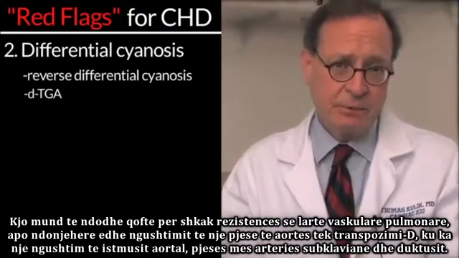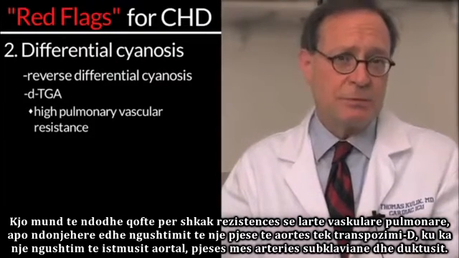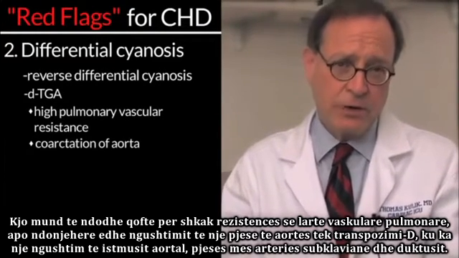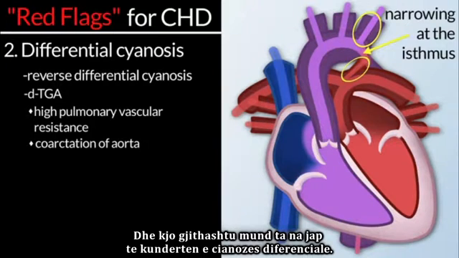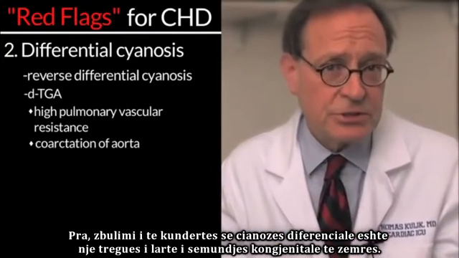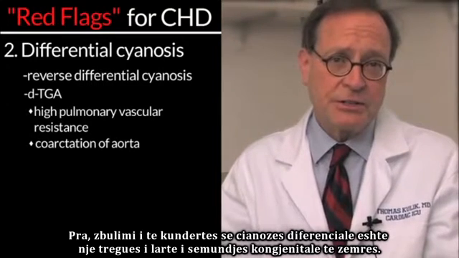This can occur either because, as I just mentioned, of high pulmonary vascular resistance, or sometimes coarctation of the aorta in a transposition, where there's narrowing of the isthmus of the aorta, the segment between the left subclavian artery and the ductus. And that can also give reverse differential cyanosis. So the finding of reverse differential cyanosis is very highly suggestive of congenital heart disease.